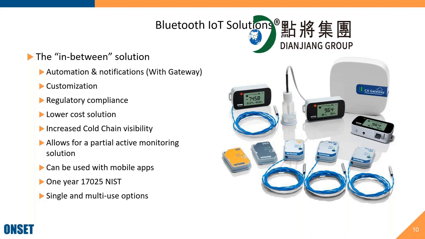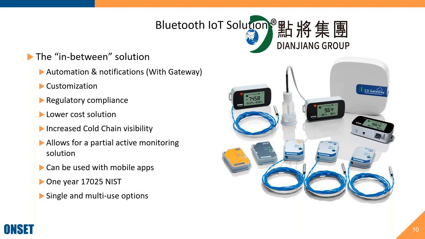And all of our Bluetooth loggers can be used with both the gateway and our mobile apps. So if you're not using the gateway for whatever reason, you can use the mobile apps as well to set the loggers up, download them, produce reports, and do a lot of the same things you do in our cloud platform. And the majority of our loggers have single and multi-use options. The ones with the LCDs on the screen there are all multi-use options only. They don't have a single-use version, but the ones below that, single and multi-use options.